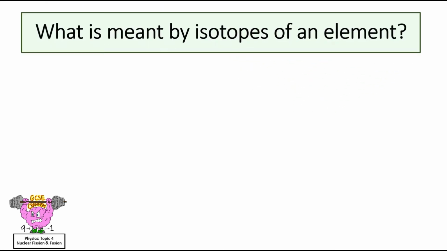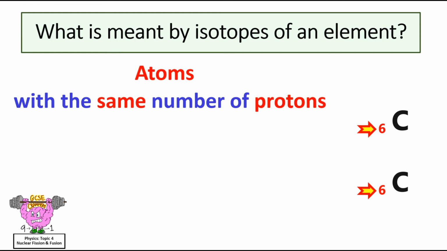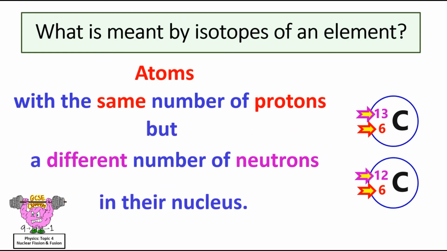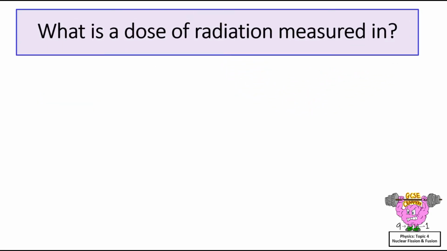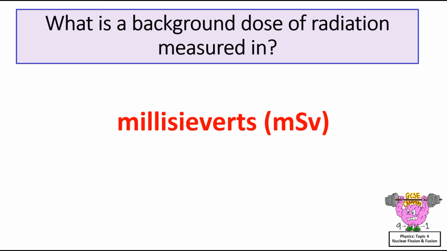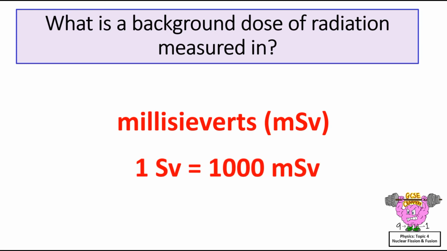What is meant by isotopes of an element? Atoms with the same number of protons but a different number of neutrons in their nucleus. What is a dose of radiation measured in? Sieverts. What is a background dose of radiation measured in? Millisieverts. 1 sievert is equal to 1000 millisieverts.